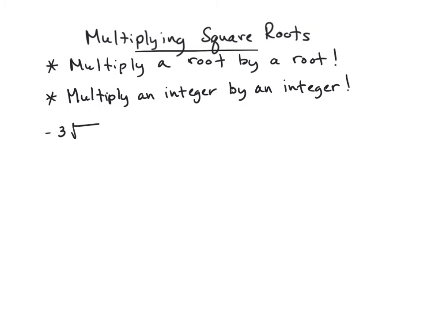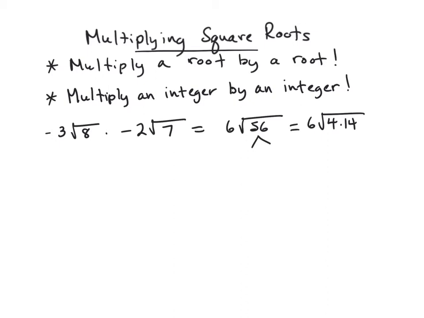Negative 3 root 8 times negative 2 root 7. That would in fact be positive because a negative 3 times a negative 2 is positive 6. And root 8 times root 7 is root 56. Now I'm going to look at 56 and see if I can find any perfect square in it. I go up that list, forget 1. 1 isn't very useful. Start at 4. Does 4 go into 56? It does. This is 4 times 14. I can take the square root of 4, which is 2. That goes out front as a 2. Left underneath then is 12 root 14.